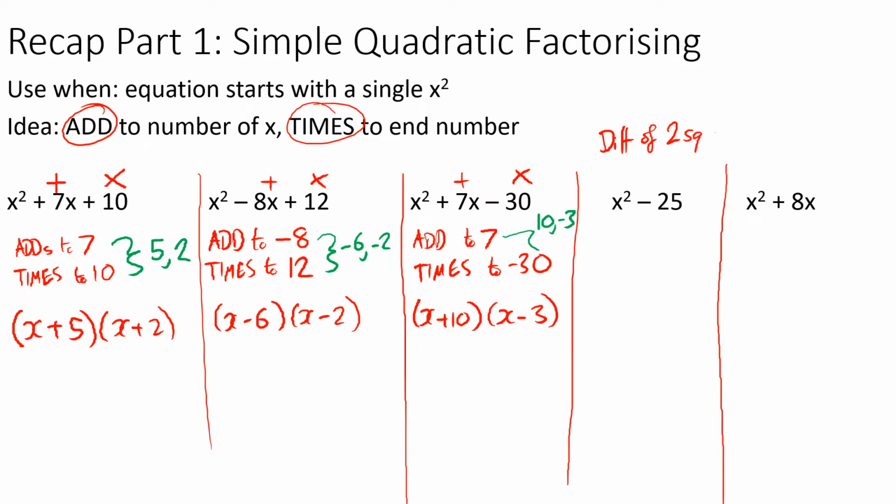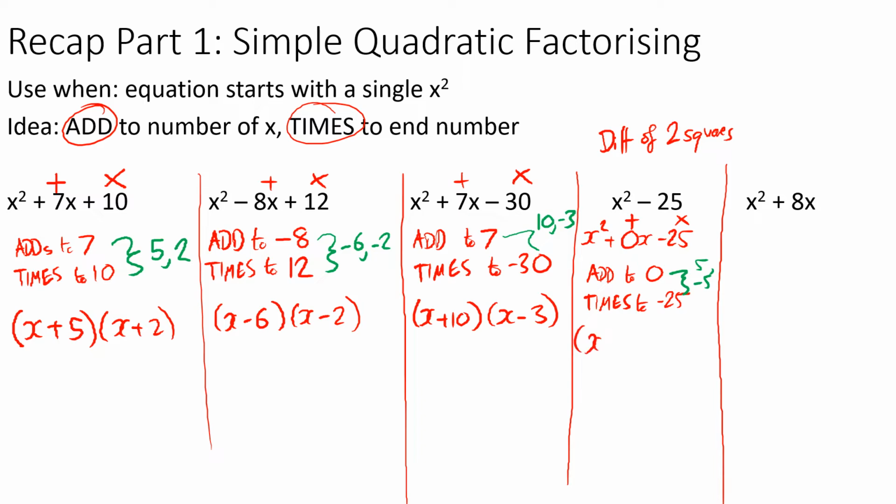Oop, can't spell. Squares. And the special thing about this is there is no x in the middle. You could write this out as like x squared plus 0x minus 25, I suppose. And so what we actually want to do is add to 0, and times to minus 25. Now if we want to add to 0, the numbers have got to be sort of positive and negative of each other. So it's actually going to be 5 and minus 5 that do that.